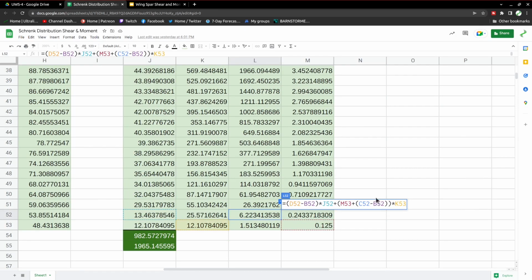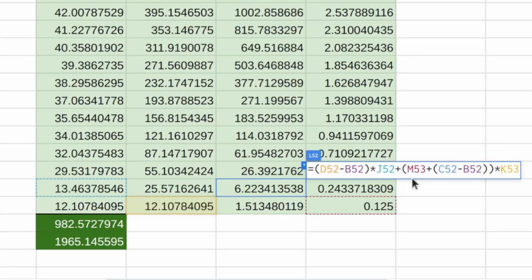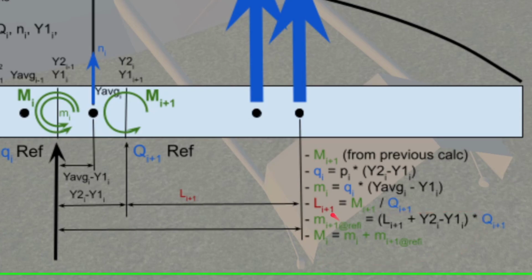On this equation here, to calculate that total moment, I've added all that stuff we just talked about into one equation. So I'm basically doing all of this down here in one equation. We take that L we just calculated on the previous line, we add to that this distance here, Y2 minus Y1 for our current section. Then that total length is multiplied by our total shear at this reference line, and then we add our local moment.